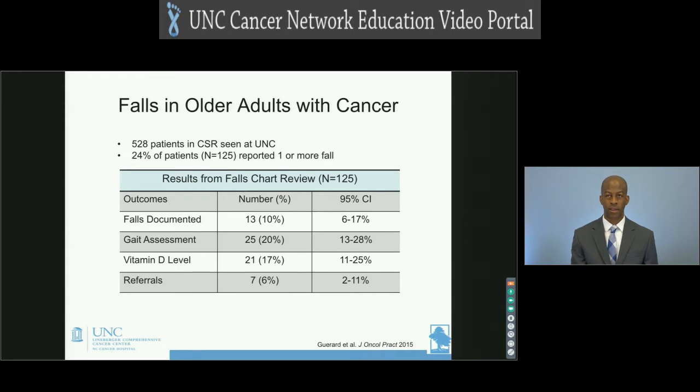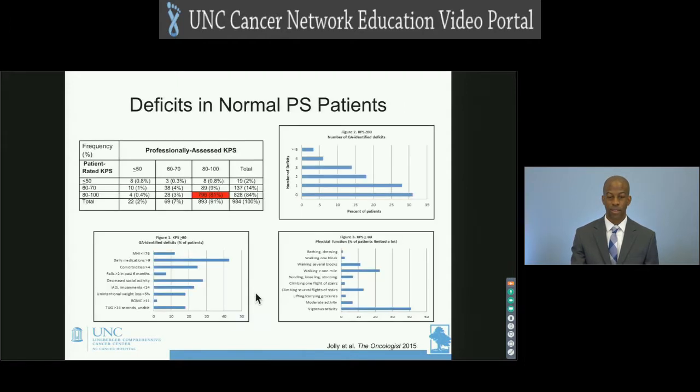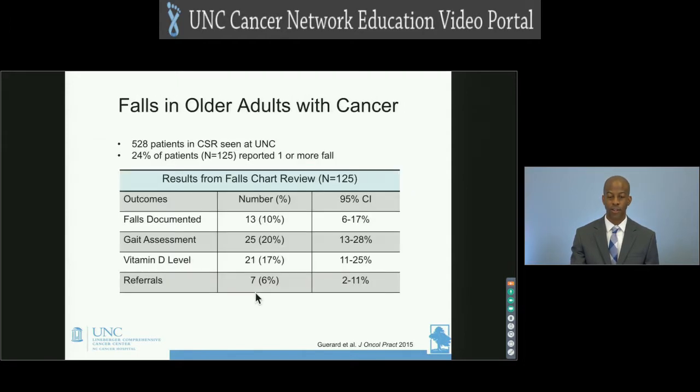This is another study that we did looking at screening for falls. So 528 patients in this very same database of geriatric assessment, and 24% of them, approximately 125, reported 1 or more falls. And then we looked at the chart to see if it was documented. Not many of them were, so less than about 10%. Not many of them had a gait assessment, so 20% had that, and that was usually in the form of a templated note. 17 of them had the recommended vitamin D testing, and that usually was for some other reason, like for bone health because they were on endocrine therapy. And only about 6% actually had referrals for interventions on their falls.